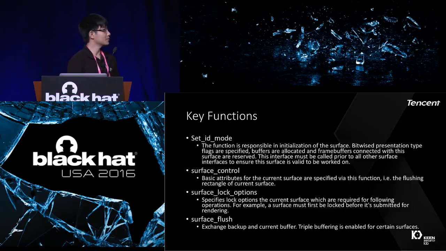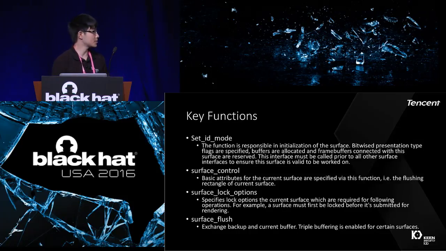Another important function is the surface control function. It gets input from user space, and the user space can specify basic attributes for the current surface. The most important and fundamental one is the rectangle of the current surface: how big you want to draw the surface, and the coordinates of the surface on the physical display screen.